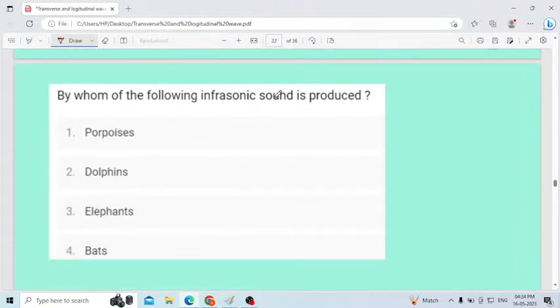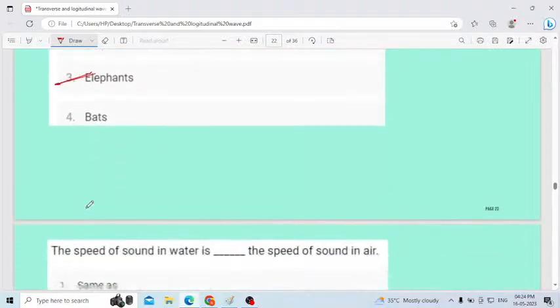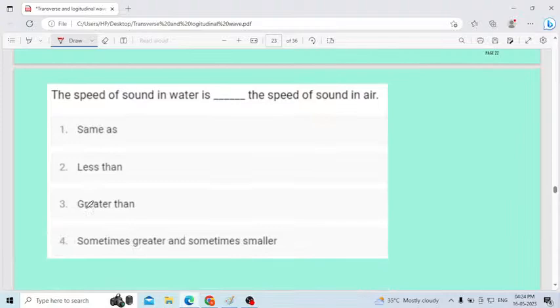Next question, easy question. Based on that you can answer. By which of the following is infrasonic sound produced? Horses, dolphins, elephant, bats. Elephant. Now only I showed the picture. The speed of sound in water is dash the speed of sound in air. Options are same as, less than, greater than. The speed of sound in water will be greater than the speed of sound in air.